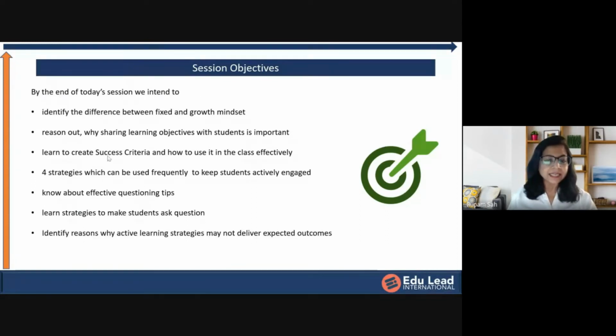And then finally, the last one I have kept, but I'm not sure whether I'll be able to cover this. Identify the reasons why active learning strategies may not deliver the expected outcomes. Many a times we see that we have incorporated active learning strategies, but it did not really work out the way it had to work out. So I'm not sure whether we will do this or not, but there are specific reasons which we can figure out and find out why a particular strategy did not work. Right. So these are our session objectives for today.